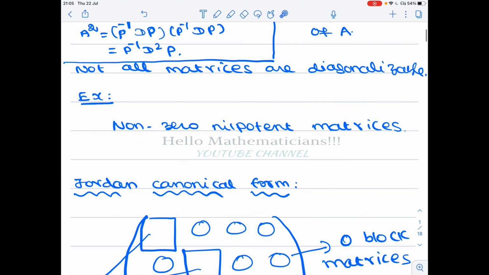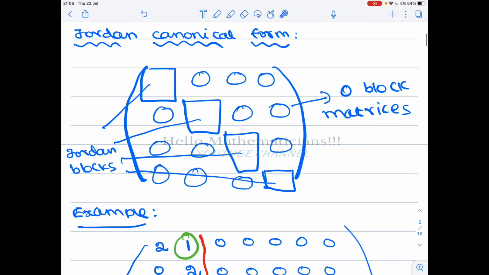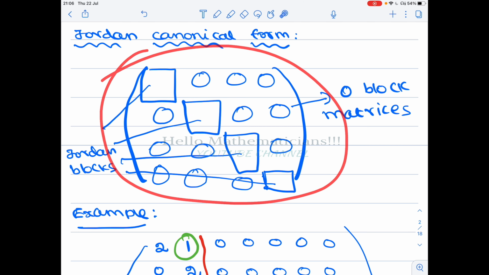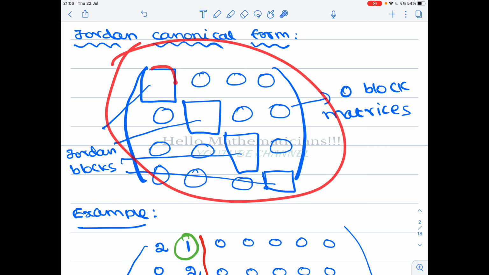Okay, for example, for all the nilpotent matrices you can find the Jordan canonical form, because for nilpotent matrices all the eigenvalues are equal to 0, and 0 is an element of every field. Okay, so now let me say what these blocks are. This is called a Jordan matrix, and these blocks are what we are going to call Jordan blocks.